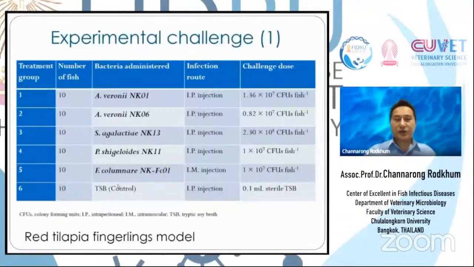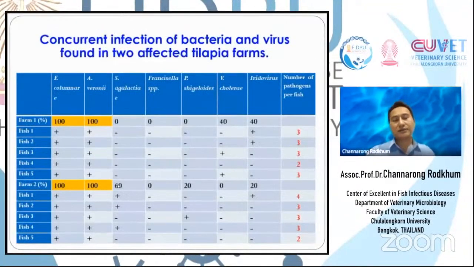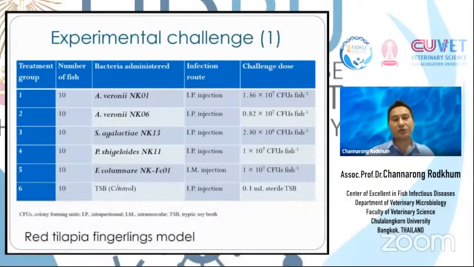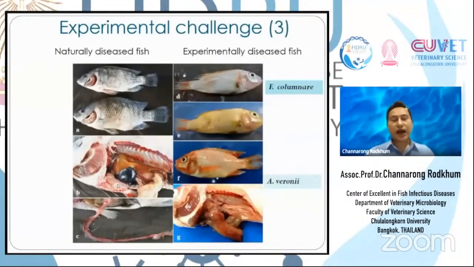If we would like to know whether all the pathogens we isolate from the diseased fish are contaminants or real pathogens of the fish, we have to use Koch's postulates. We give the pathogen back to experimental fish, and the experimental fish should show the same clinical signs, and we can isolate the same pathogen that we gave to the fish from the diseased fish also.